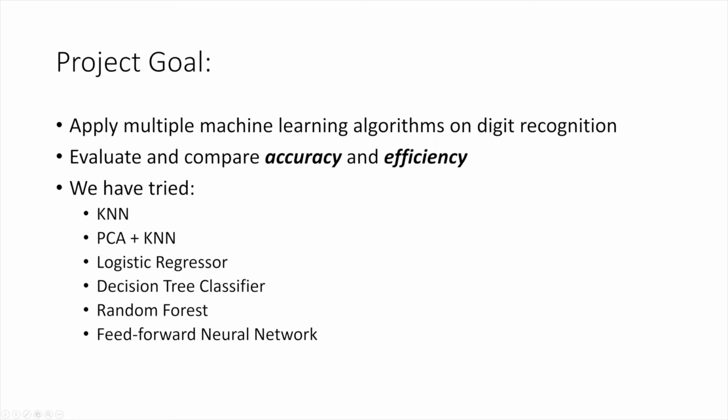To evaluate the accuracy, we have generated a confusion matrix and computed the corresponding precision, recall, and F1 score. To evaluate the efficiency, we have used the time package in Python to calculate the testing time and training time for each classifier. So far, we have tried 6 different machine learning methods, including KNN, PCA, logistic regression, decision tree classification, random forest, and feed-forward neural network.